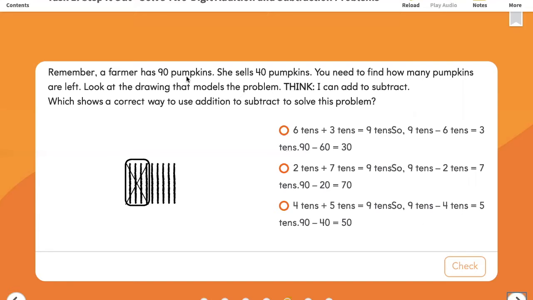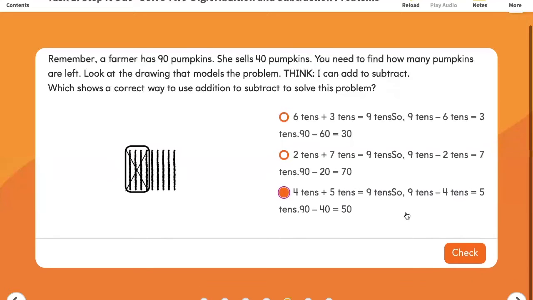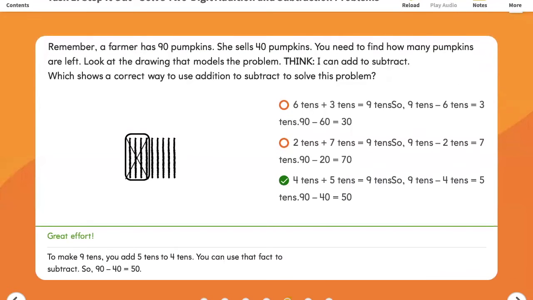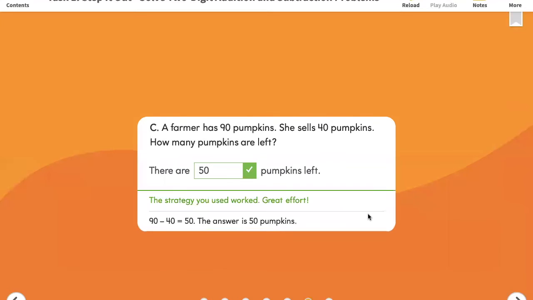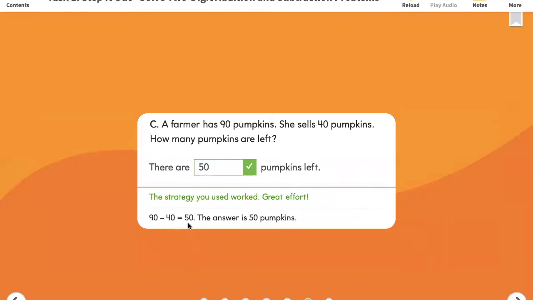Let's look at our two numbers that are in our equation. We have 90 and we have 40. So we know that we can add 4 plus 5 to give me 9, and that 90 minus 40 equals 50. 4 plus 5 equals 9, or 4 tens plus 5 tens equals 9 tens, are both different fact families. So we have concluded that there are 50 pumpkins left. 90 minus 40 equals 50. So the answer is 50 pumpkins.